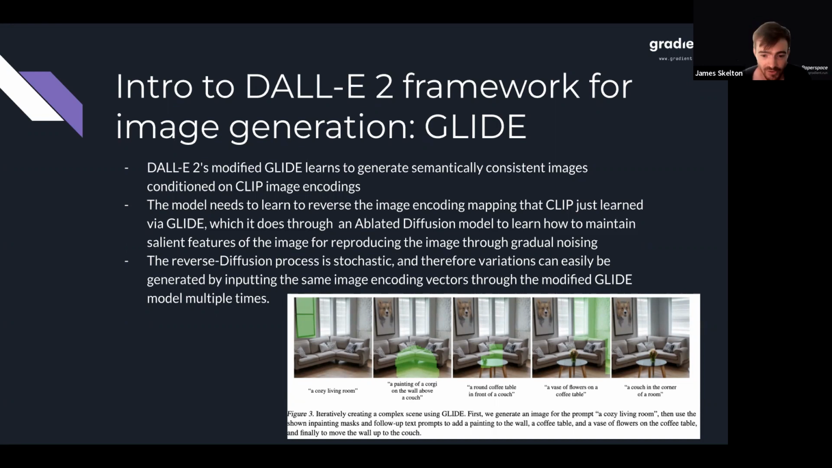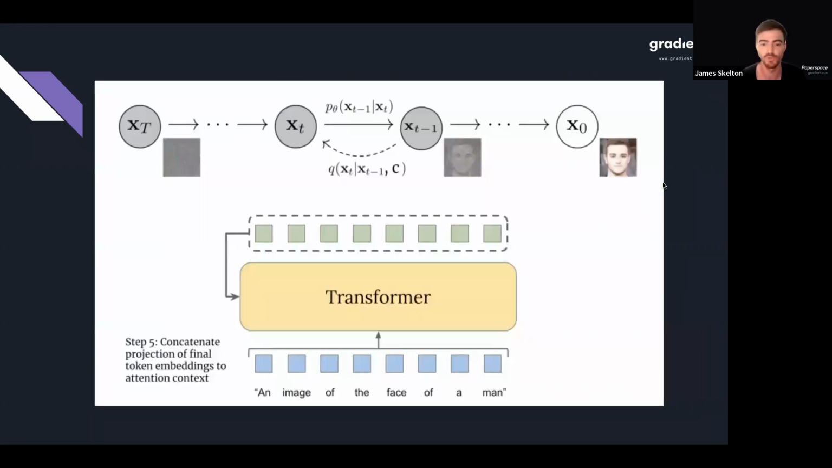Next, this process is stochastic. Reverse diffusion is the name of the process. That means it's really nice for making multiple variations of the same kind of image output on the same image encoding vectors. Basically, if you wanted to run Glide multiple times and get significant variations, it would be able to do that. It wouldn't just give you the same output every time. This is a trait we see in quite a few image generation models, like Pixray, for example.